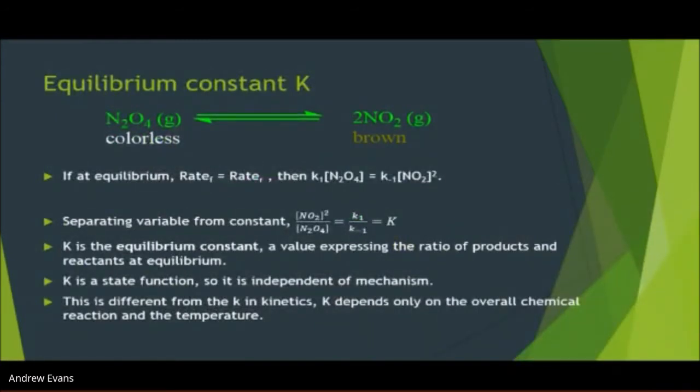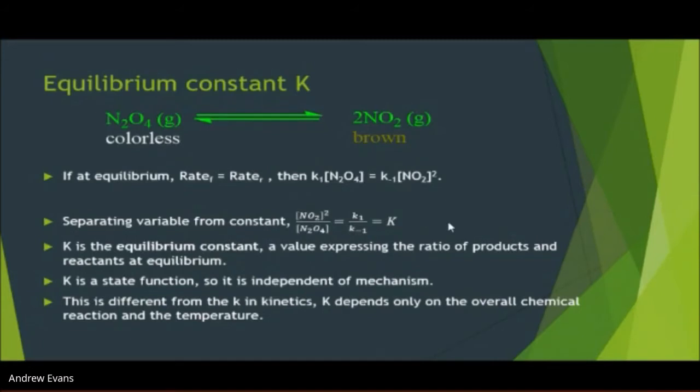Now, if equilibrium is rate forward equals rate reverse, we can set those two expressions equal to each other. And if we separate the variables, the constants from the concentrations, we get NO2 squared over N2O4 equals a constant over a second constant. Incorporating those two constants together, we get what's called the equilibrium constant K. So capital K will differ from the little k's that we used last chapter. The little k's were a reaction rate.